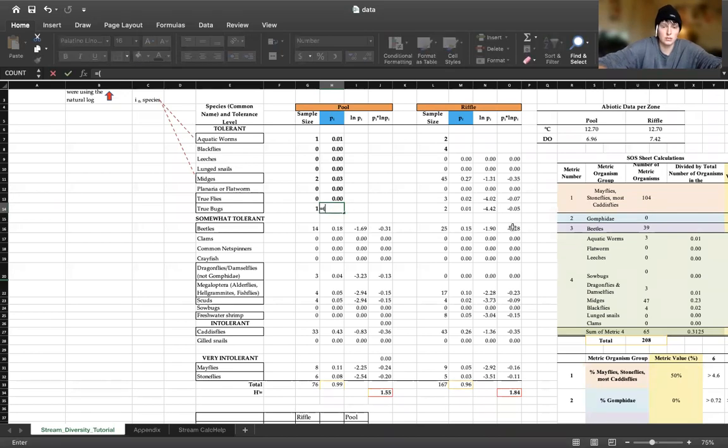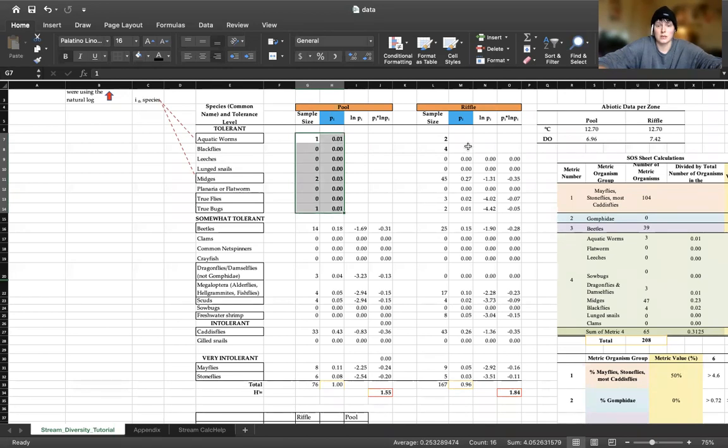And the last one that I'm going to show you is for the pool. You're going to do the exact same thing to find p sub i for the riffle. Then we're going to solve for the natural log of p sub i.